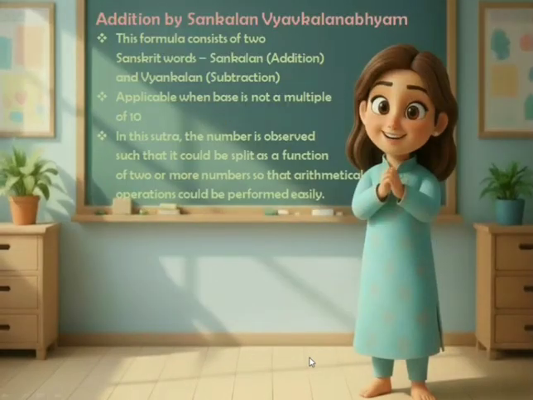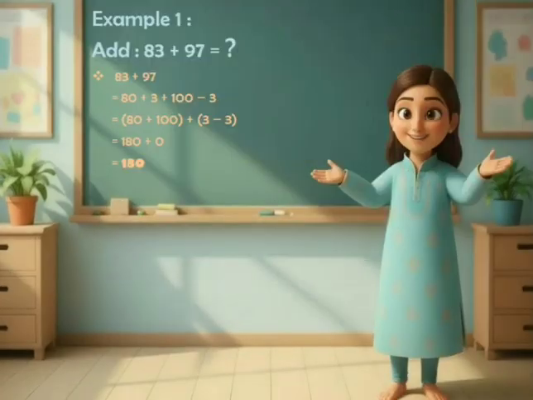Now we are going to consider our next Vedic sutra, that is Sankalan Vyaklanabhyam. This sutra combines addition and subtraction. It is useful when numbers do not add to multiples of 10. The idea is to split them into simpler parts.